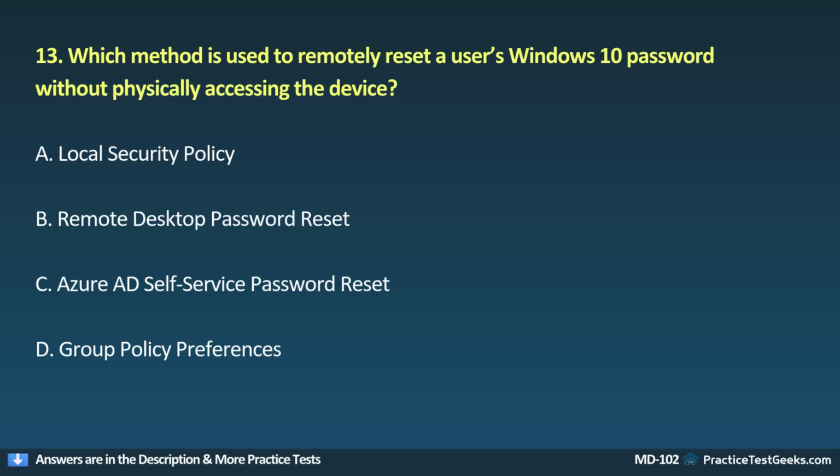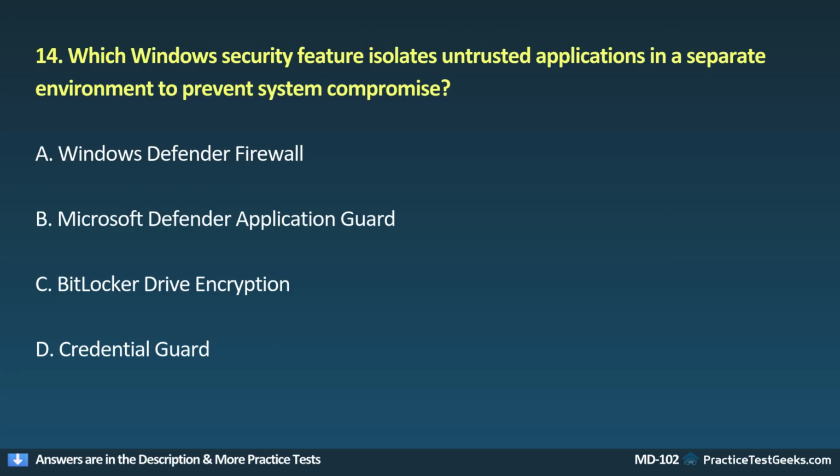13. Which method is used to remotely reset a user's Windows 10 password without physically accessing the device? A. Local security policy. B. Remote desktop password reset. C. Azure AD self-service password reset. D. Group policy preferences.